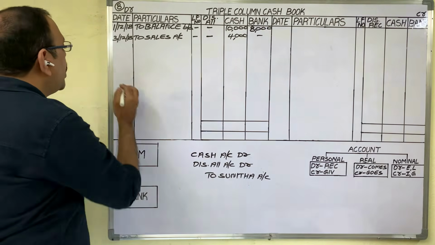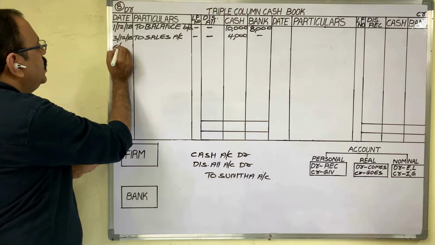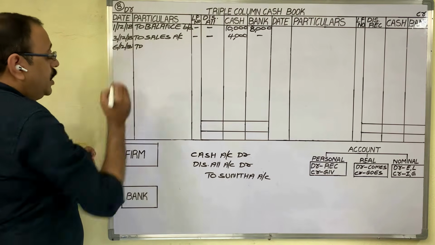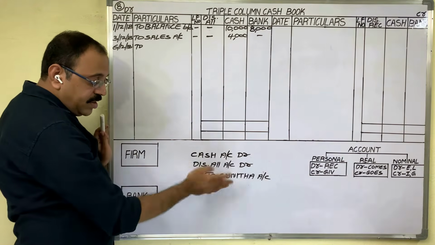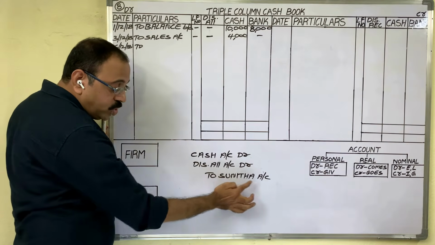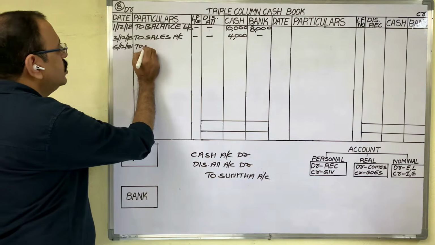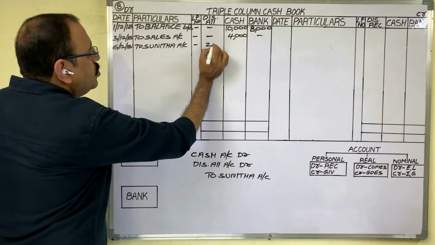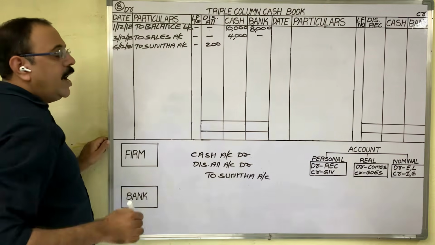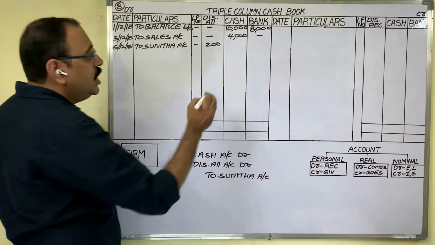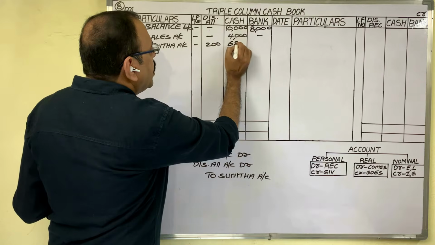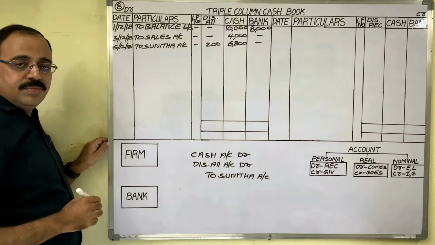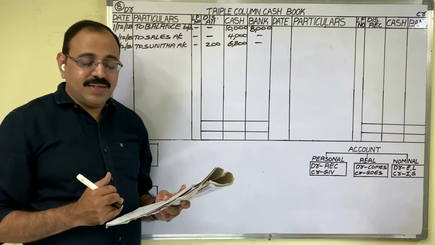In the date column, write down the transaction date, 6th December 2018. What to write? Other side, credit side, we have Sunitha account now. Write down that: To Sunitha account. In the discount column, 200 rupees. And how much cash we received from Sunitha? 6,800. For bank, nil.